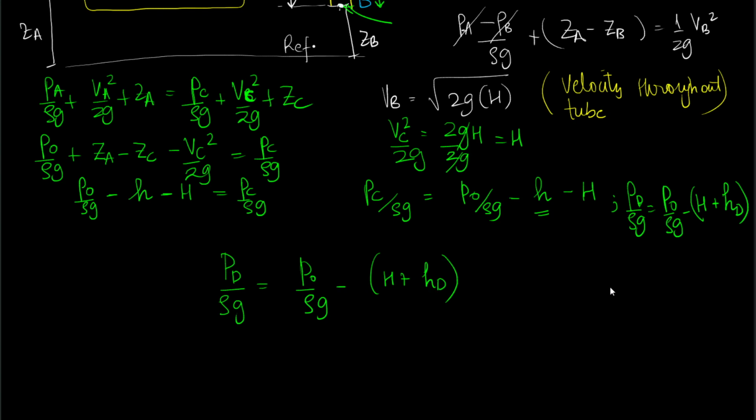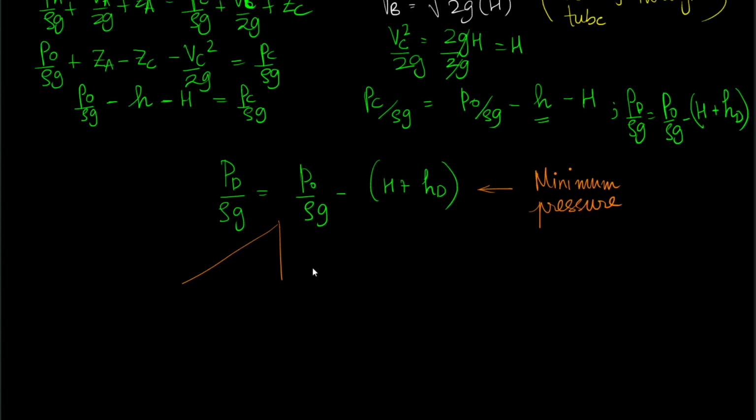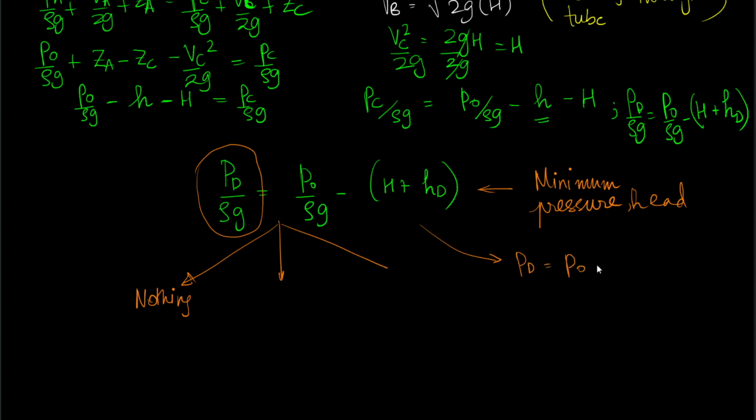Now we come to a very useful conclusion from this. So this is the minimum pressure in the circuit. Three things can happen in this particular circuit. The first and most trivial possibility is nothing happens. The second possibility: if I write it down in terms of pressure and not head, the minimum pressure will be P_D is equal to P naught minus rho g (H plus h_D). This is the pressure equation; the earlier one was in terms of head.